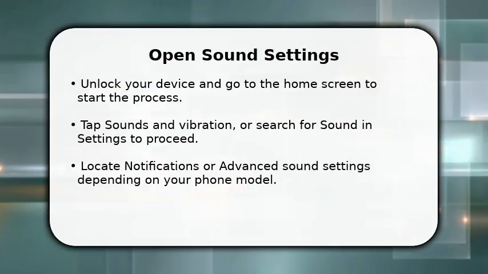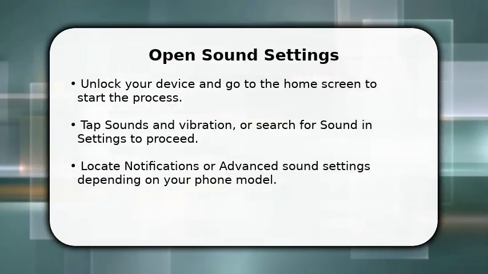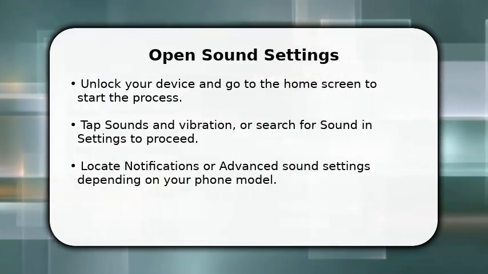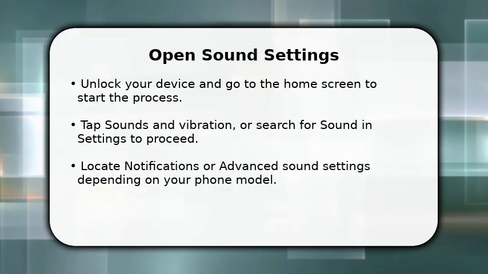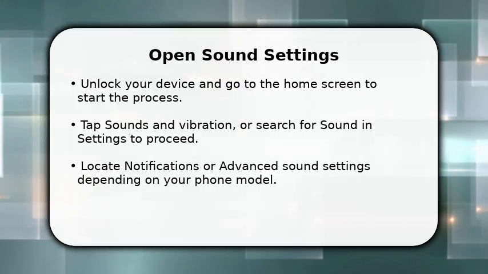Unlock your device and go to the home screen to start the process. Swipe down from the top or tap Settings app to access system options. Tap Sounds and Vibration or search for Sound in Settings to proceed. Locate Notifications or Advanced Sound Settings depending on your phone model.